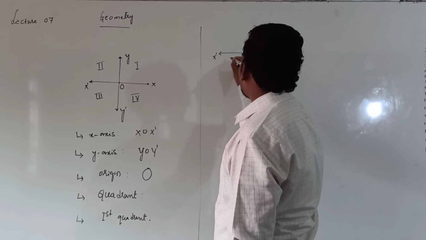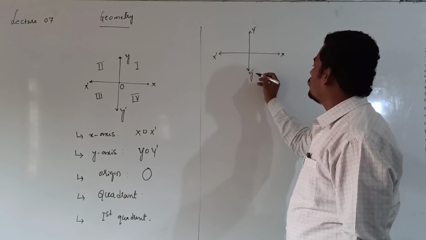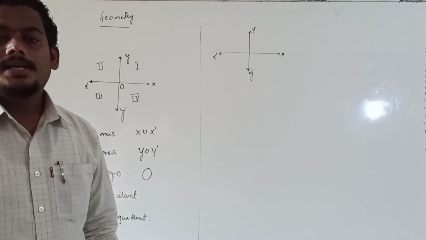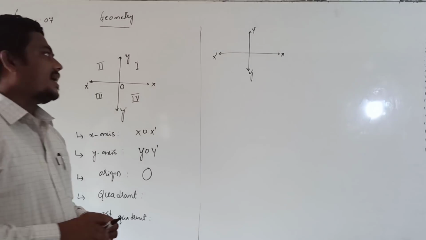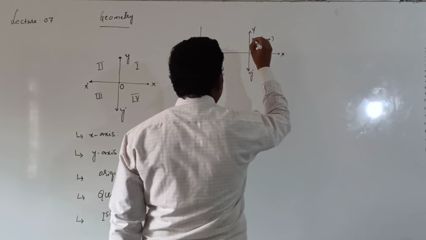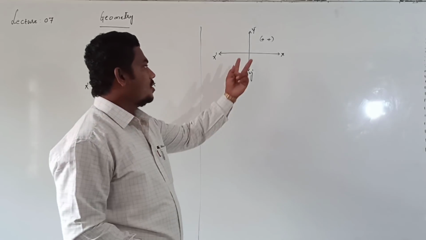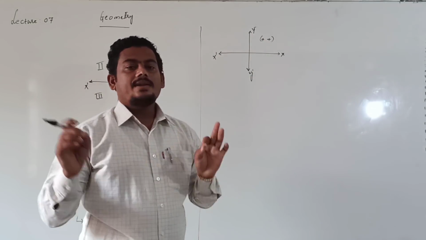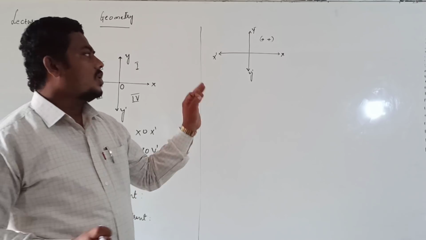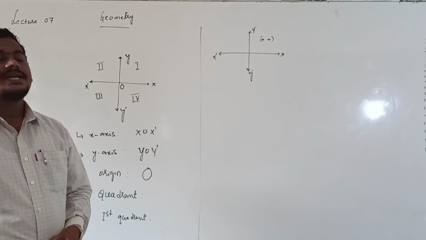x, x prime, y, y prime. In the first quadrant, the x coordinate and y coordinate are both positive. In the second quadrant, which coordinate is negative?